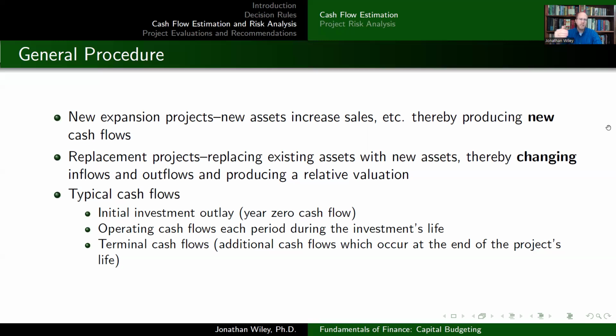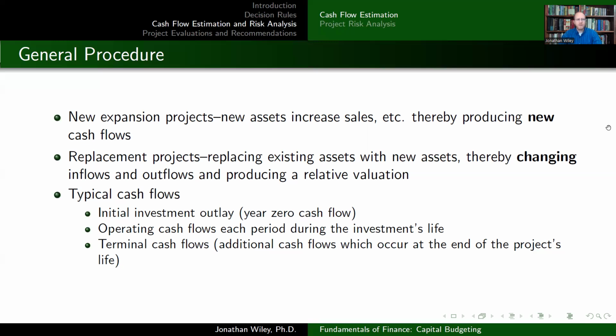Then year by year after that, you're going to have your typical operating cash flows each period during the investment's life. And these are going to be the normal revenues, cost savings, various expenses, accounting for depreciation to figure out taxes, and then adding the depreciation back. So you're going to have a whole process, and you're going to follow that year by year throughout the project's life. And those are going to be the operating cash flows that we're going to have to find.